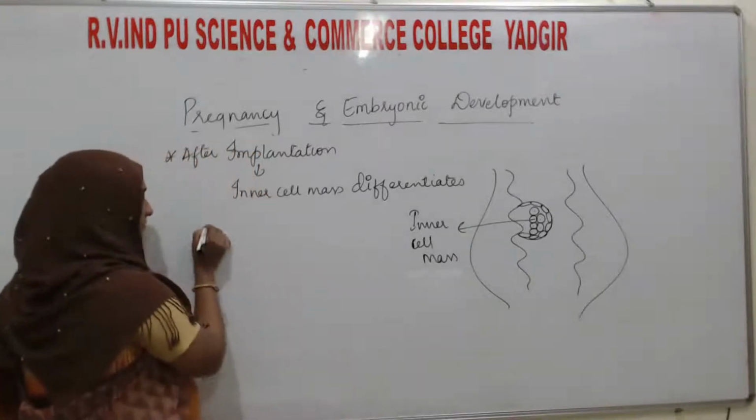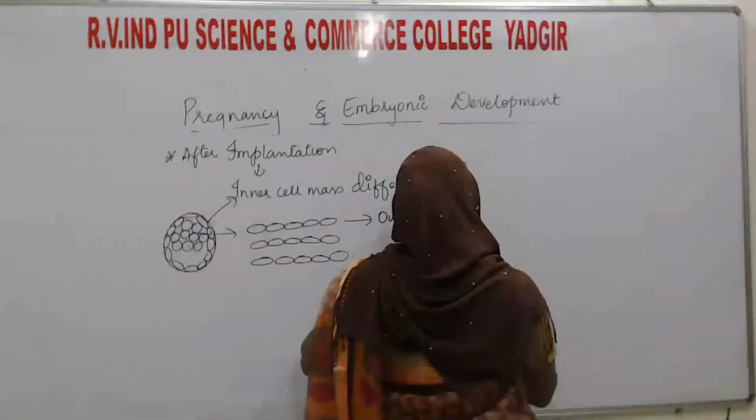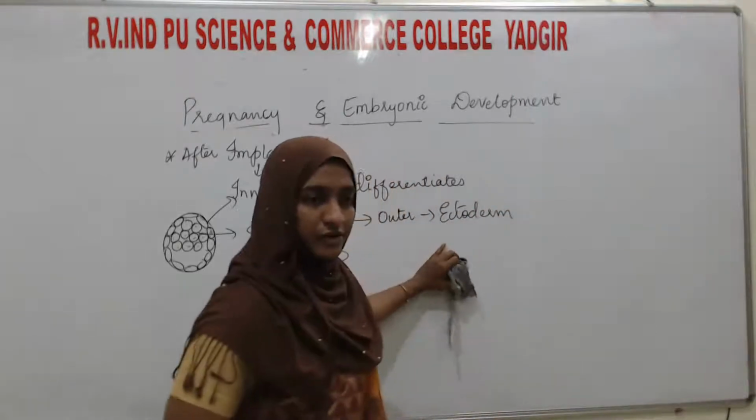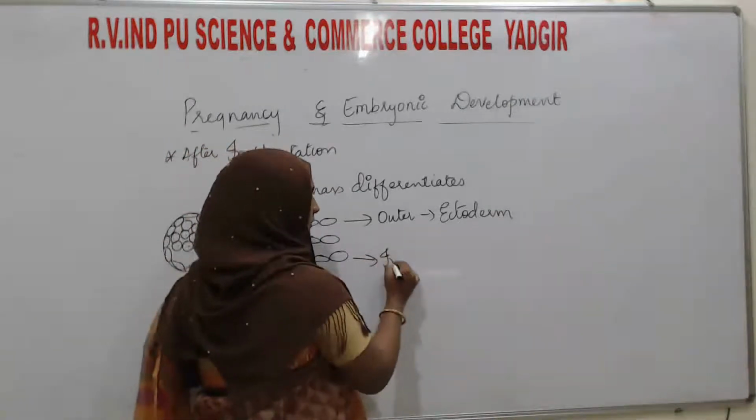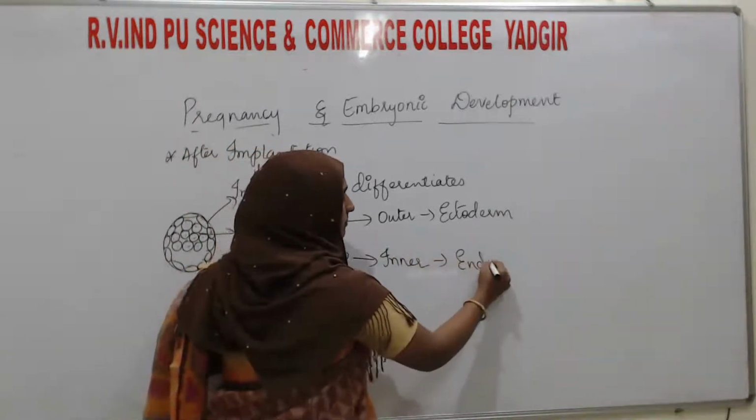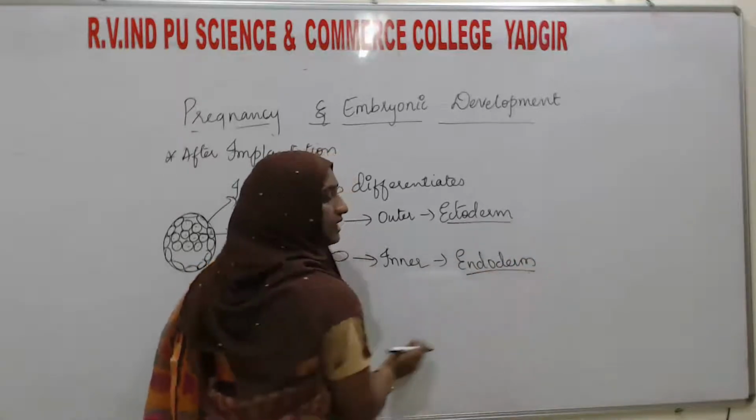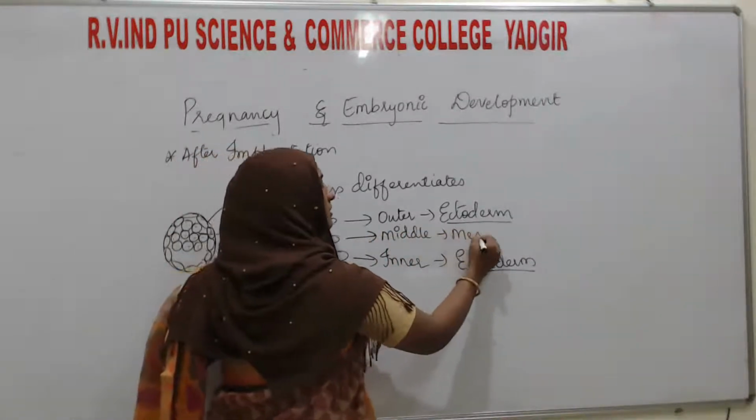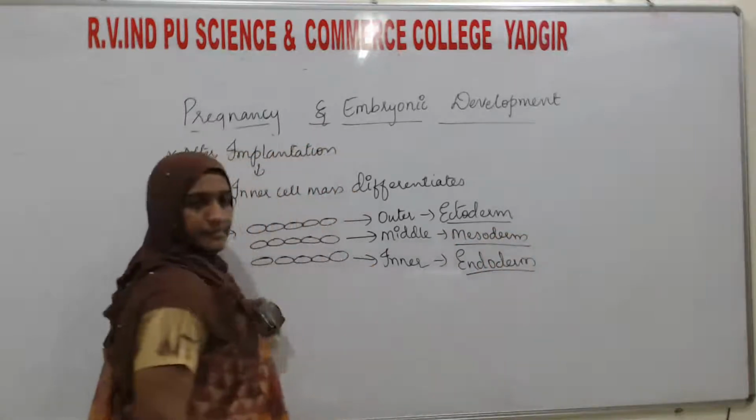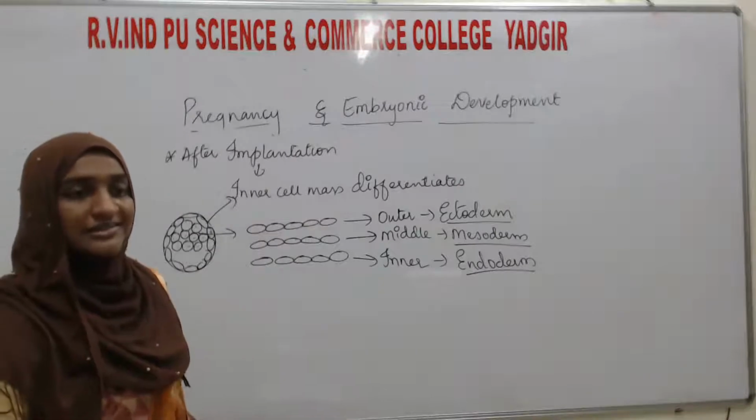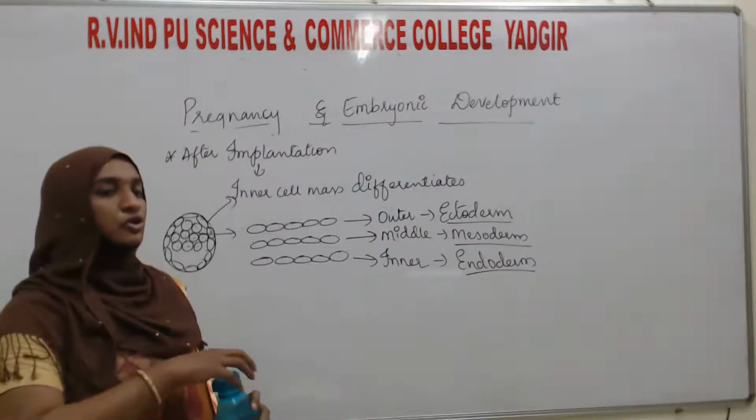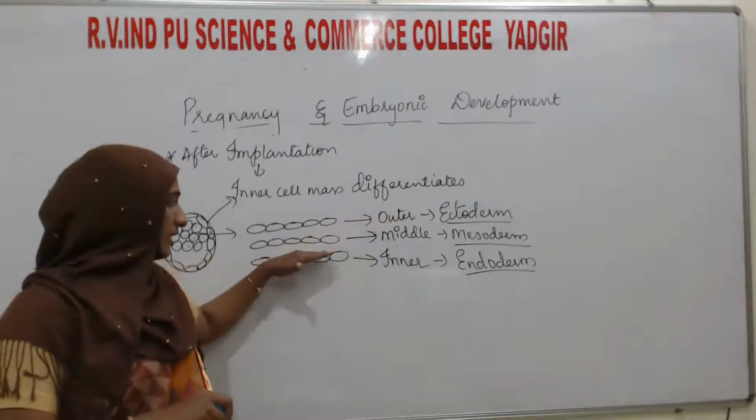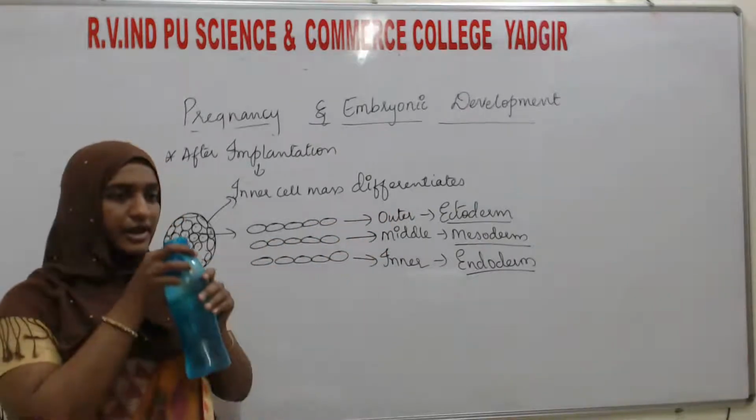For example, this is the blastocyst, and this is the ectoderm. After formation of the ectoderm, next comes the inner layer, the endoderm. After formation of ectoderm and endoderm, immediately a middle layer is formed, known as the mesoderm. In this way, the inner cell mass differentiates and forms new cells, which arrange into an outer layer, the ectoderm, a middle layer, the mesoderm, and an inner layer, the endoderm.